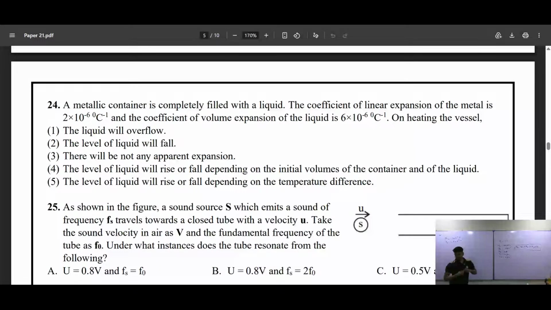On heating the vessel, what are the answers? The liquid will overflow, the liquid level will fall, there will be no apparent expansion, the level of the liquid will rise or fall depending on the initial volume of the container and the liquid, or the level of the liquid will rise or fall depending on the temperature difference. In the question, they have given, see, the metallic container is completely filled.